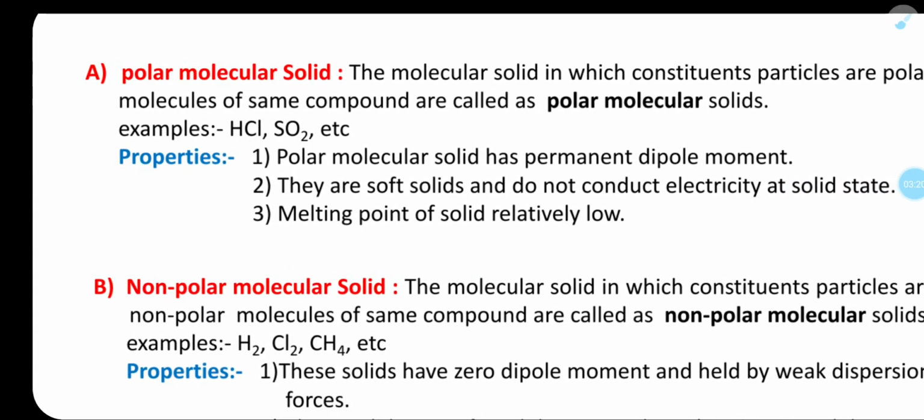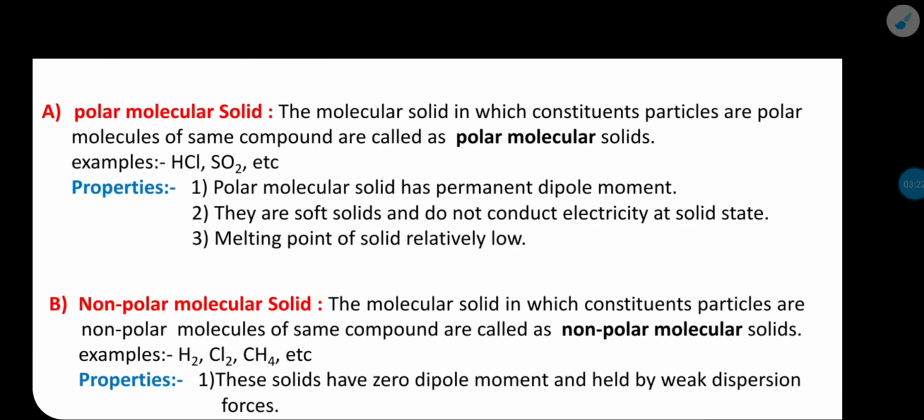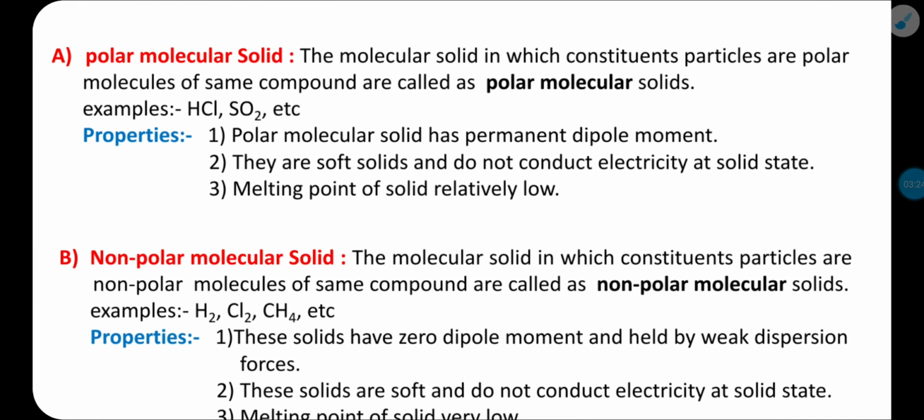First is polar molecular solid. The molecular solids in which the constituent particles are polar molecules of the same compound are called polar molecular solids. Examples: HCl, SO2, sulfur dioxide, etc. These are polar molecules having dipole moment.